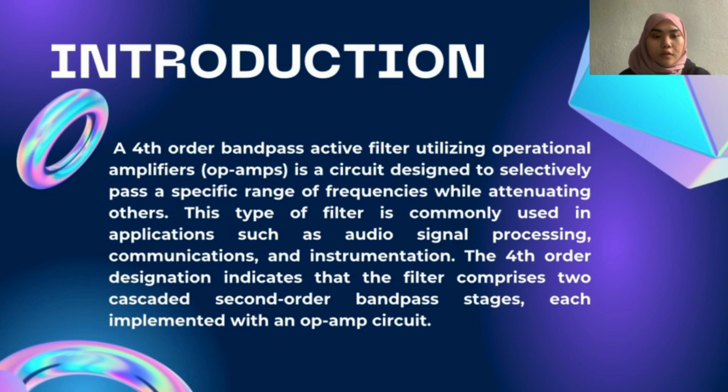So a fourth-order bandpass active filter utilizing operational amplifiers is a circuit designed to selectively pass a specific range of frequency while attenuating others. This type of filter is commonly used in applications such as radio processing, communications, and instrumentation. The fourth-order design indicates that the filter comprises two cascaded second-order bandpass stages, each implemented with an op-amp circuit.